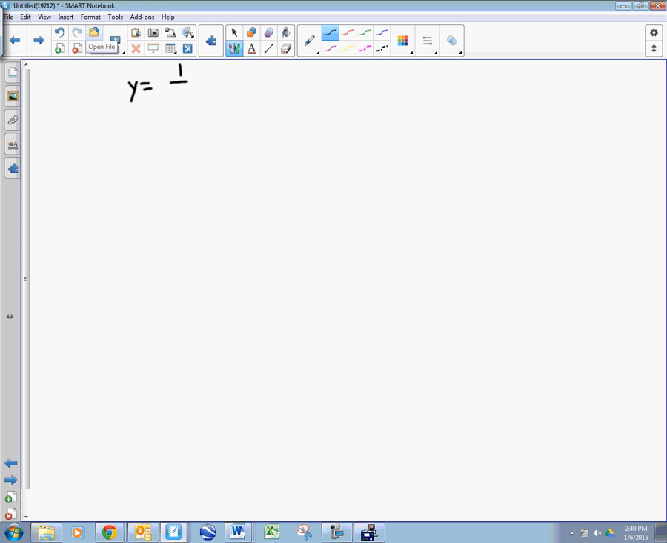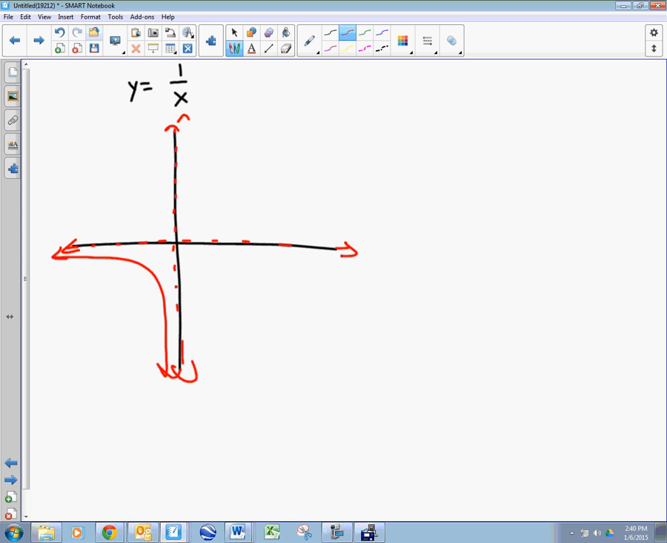Y equals 1 over x. If we were to graph that, it had a vertical asymptote. What number can't you plug in for x? So it had a vertical asymptote at 0, and it also had a horizontal asymptote through 0. And then the graph looks something of this nature. Does that look familiar to you? Okay, and then what happened if we had y equals 1 over x squared? How is that different?